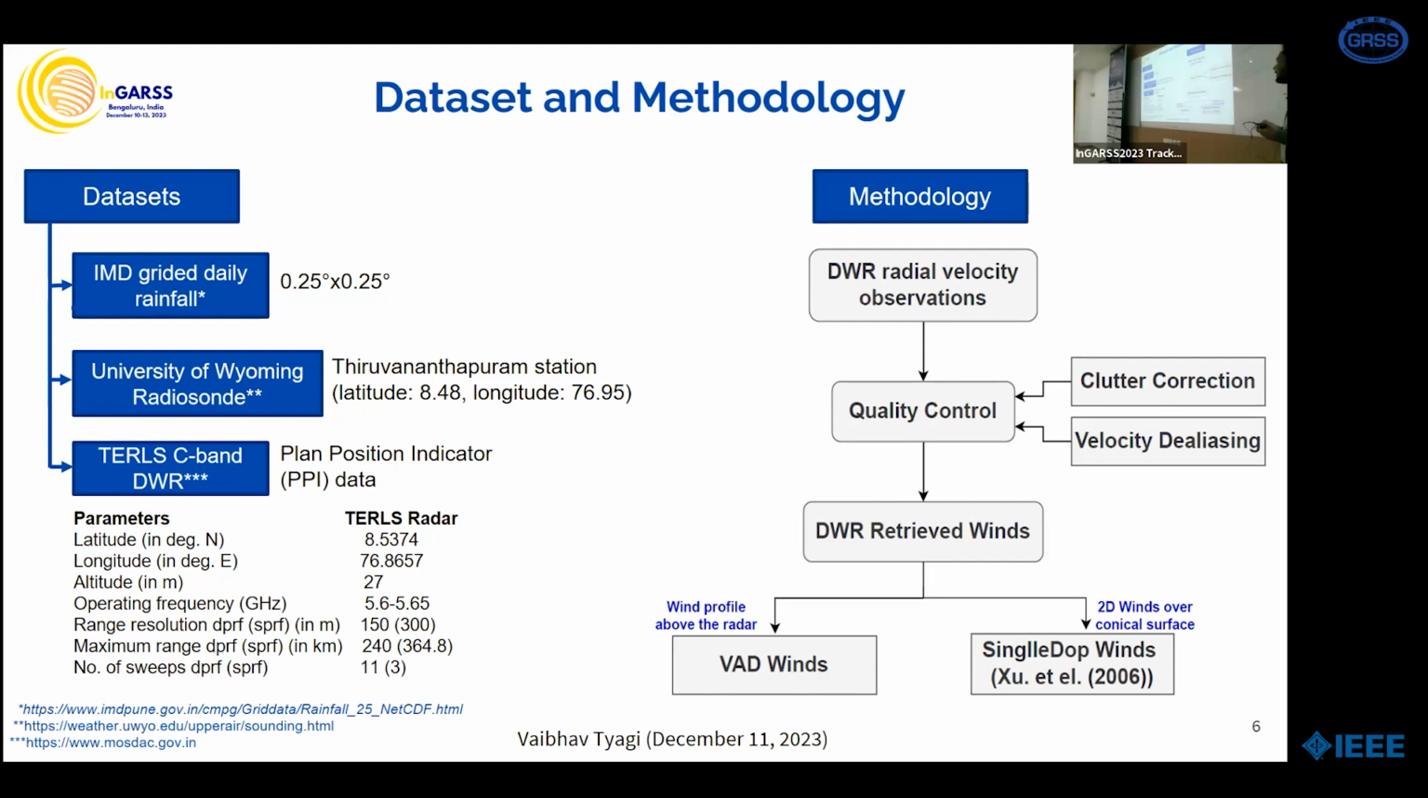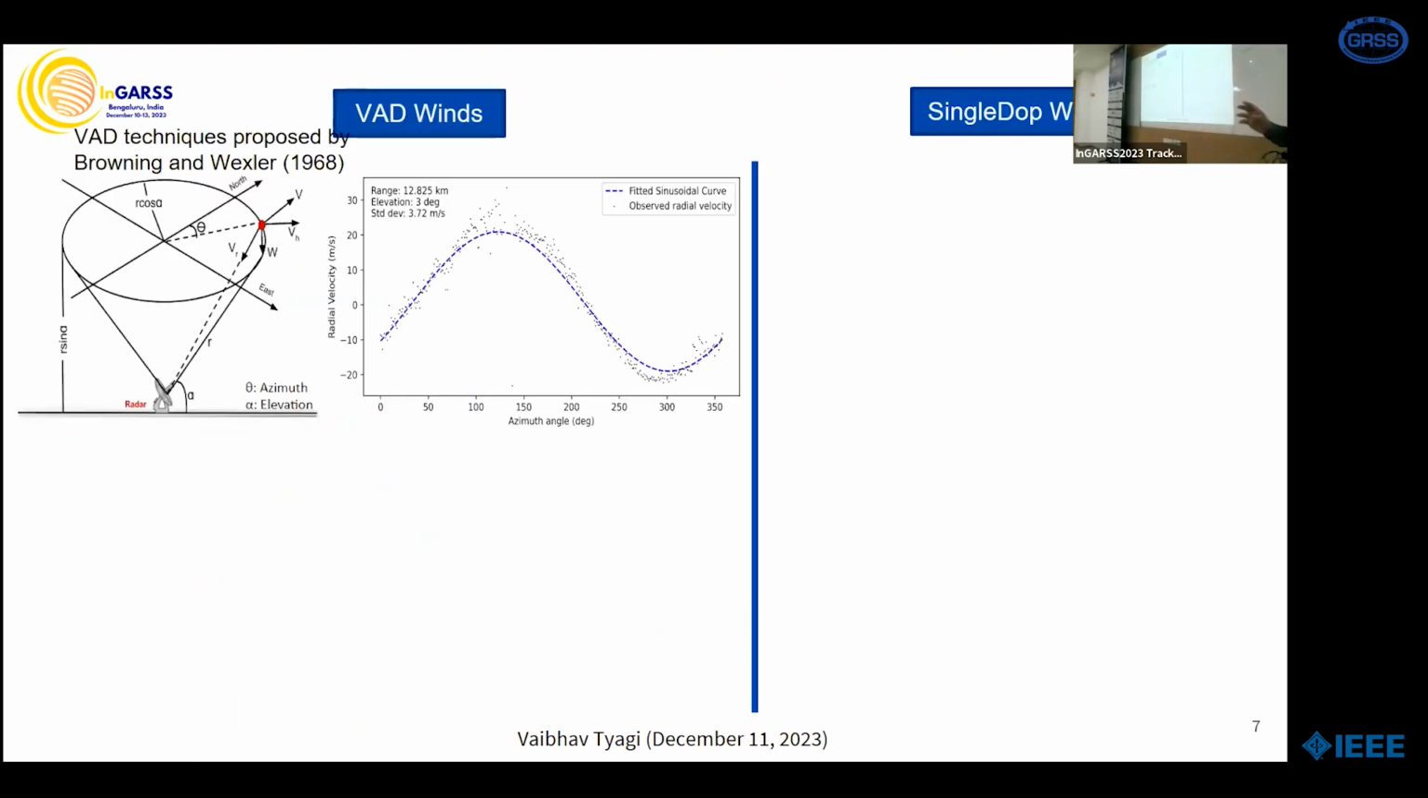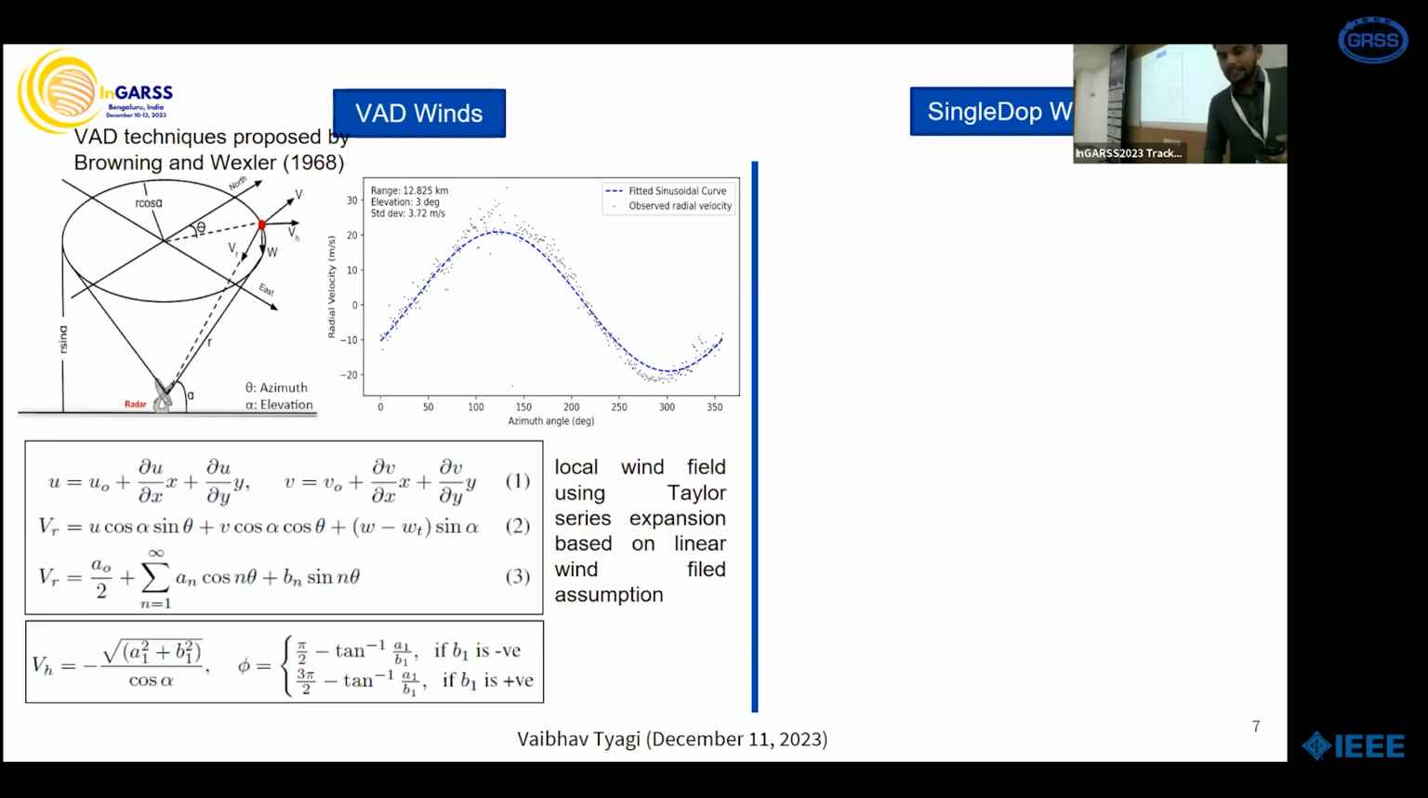And then we are also using a method that is given by Zhu et al. 2006, that is known as the single Doppler method. That gives us 2D winds, but on a conical surface. The idea is that at a constant height and constant range, there will be a circular observation. When we plot these observations against azimuth, we have a sinusoidal nature, and then we can use the Taylor series expansion to calculate the local wind field parameters. But there is a limitation of this method: it can only give the profile over the radar location.